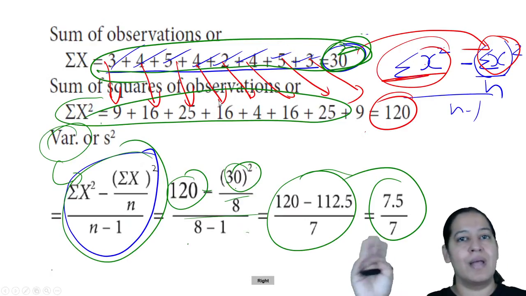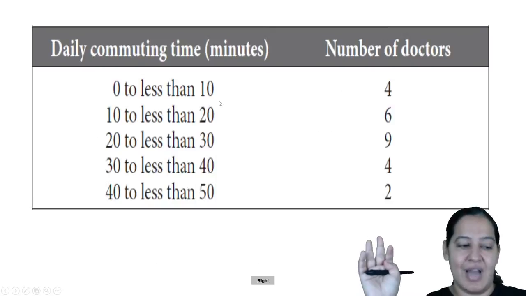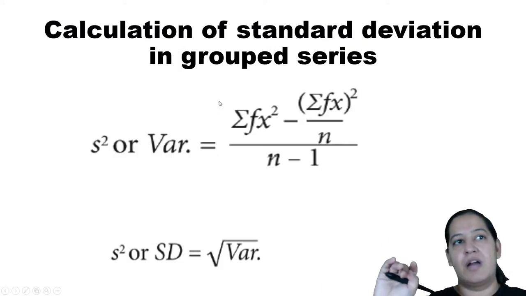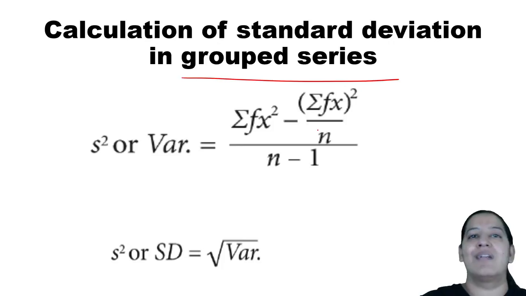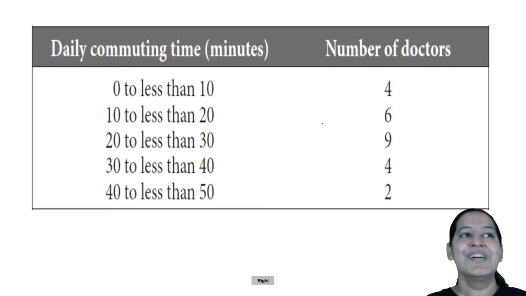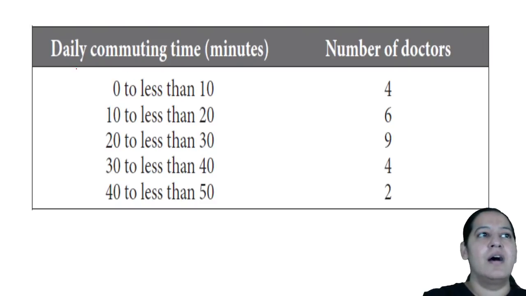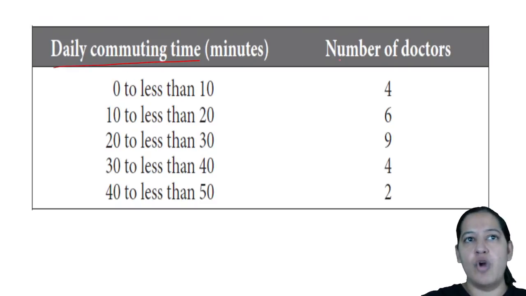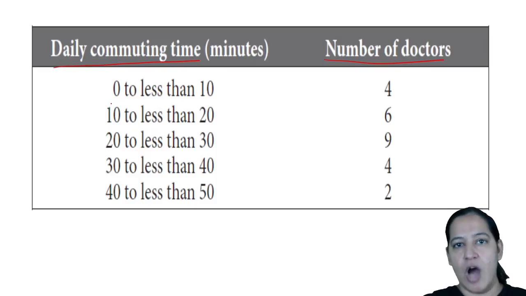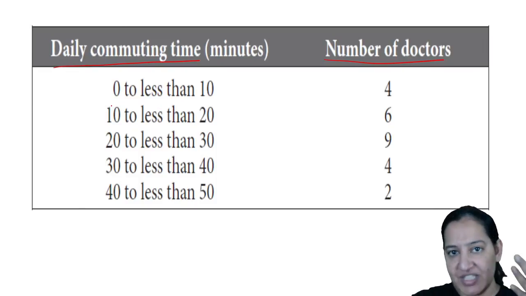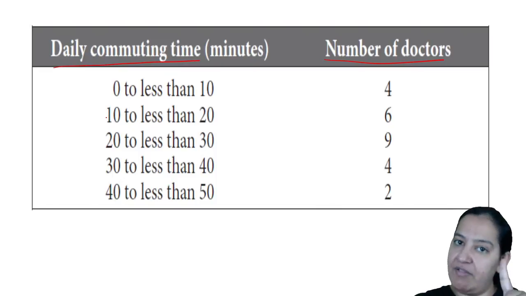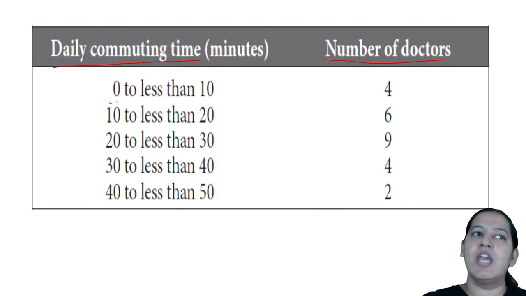So these are the two methods of finding standard deviation for ungrouped data. Let me talk about grouped data. Now things will get more difficult. In grouped data, this is my grouping: 0 to 10, the daily communication time. Some doctors talk to their patients, taking history, and give each patient some minutes. To each patient, they give 0 to 10 minutes.